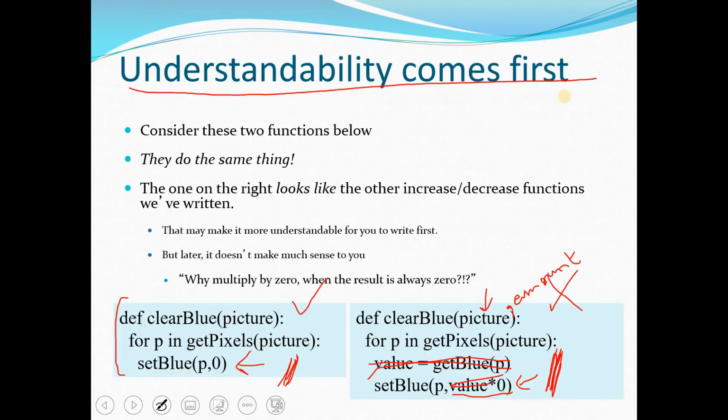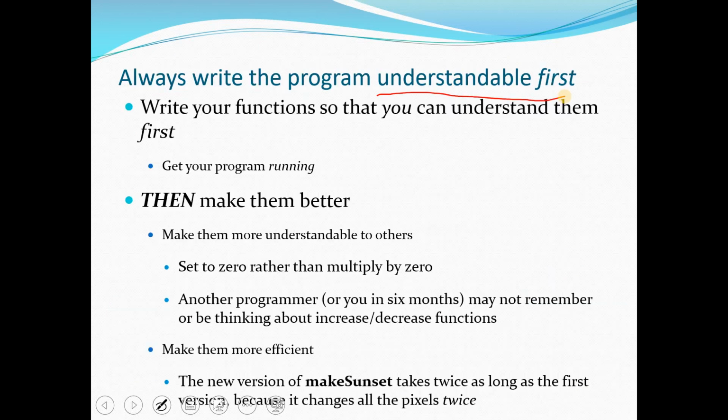In the previous example, the left approach is good because you set the value to 0 rather than multiplying by 0. Multiplying by 0 will confuse the user. Setting to 0 is more clear. Remember, another programmer, or you after 6 months. I told you some time ago that if you observe a program written by you after 6 months, it is as if you are seeing totally new code. You don't remember it.